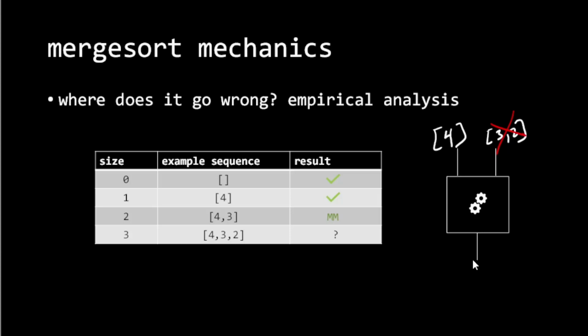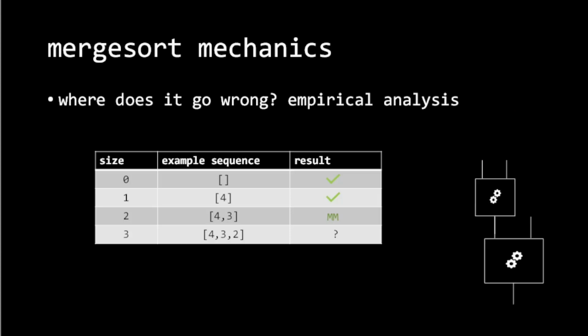Well, it turns out you have to do a 2-stage merge machine. You can maybe split the input here, and then you can send the 4 and 3 up top. This would merge into a 3, 4, and then on the other side you could have a 2.